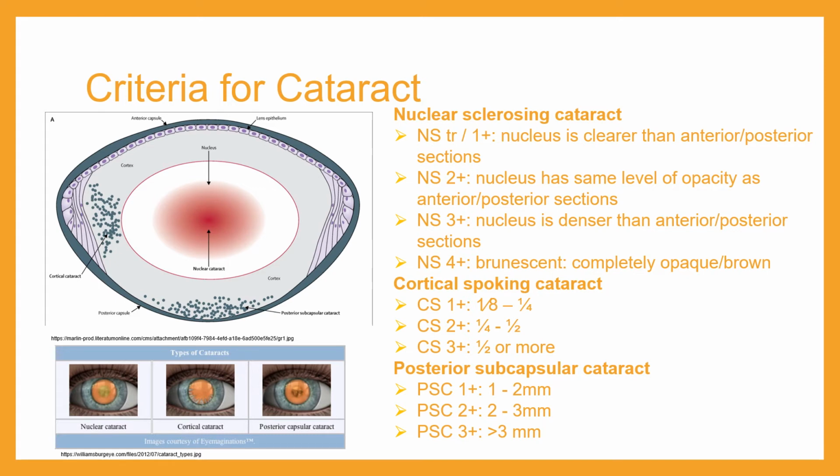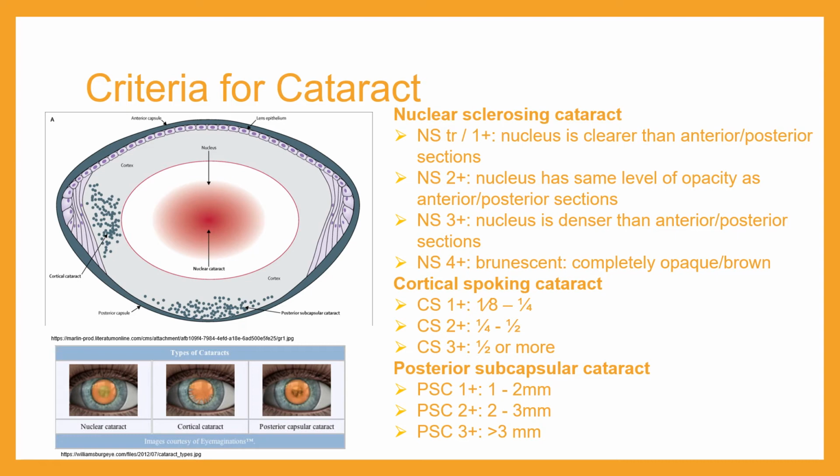For nuclear sclerosing, trace or 1+ is for when the nucleus appears clearer than the surrounding anterior and posterior sections. 2+ is for a nucleus with the same level of opacity as the surrounding. 3+ if the nucleus is denser, and 4+ is for brunescent or completely opaque or brown.